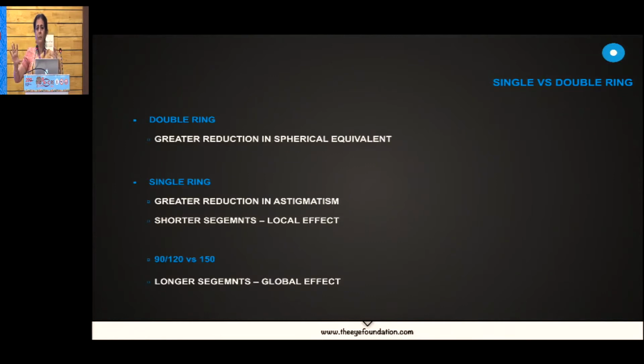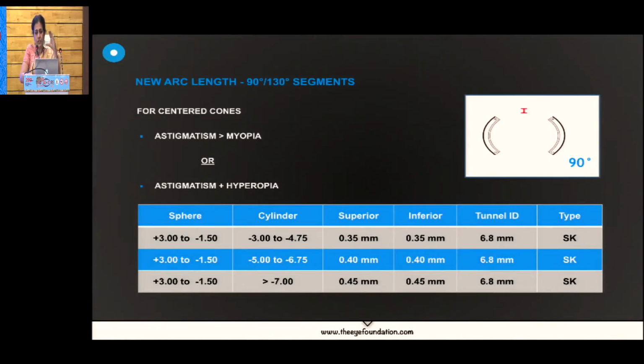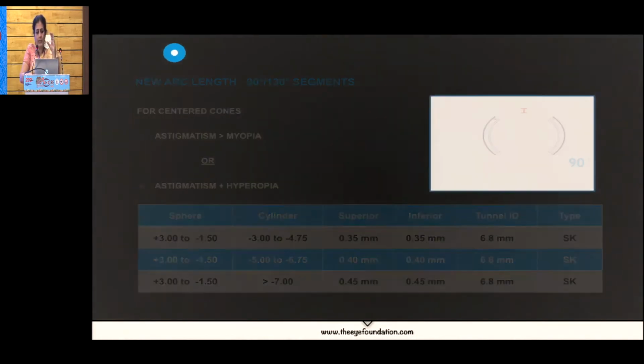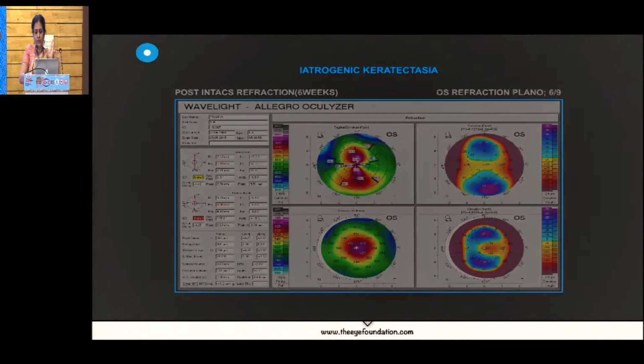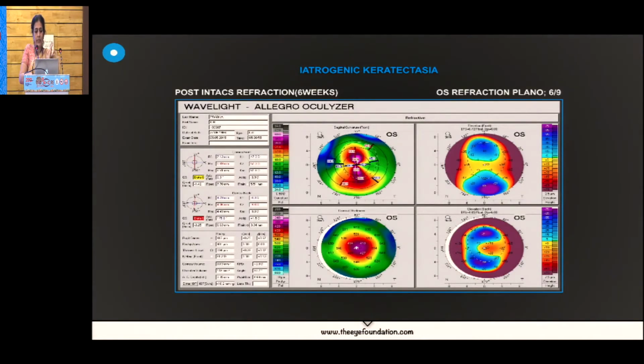So essentially, let's remember that a double ring gives a global effect, whereas a single ring gives a focal effect, which is needed in eyes with pure high cylinders. So now look at this eye. We have come back to that eye pre-Intacs. He has this kind of a centered cone. So post-Intacs, incidentally, his vision came to plano 6/9, which was a dream.